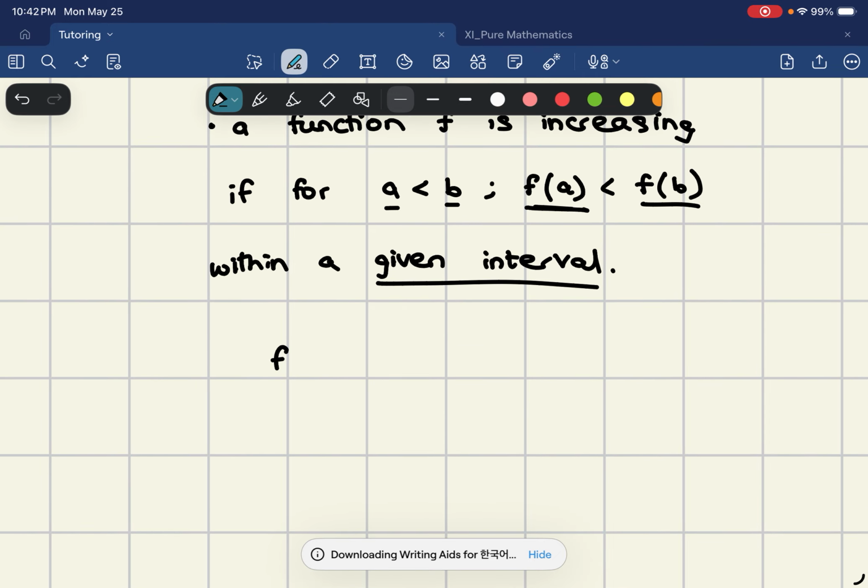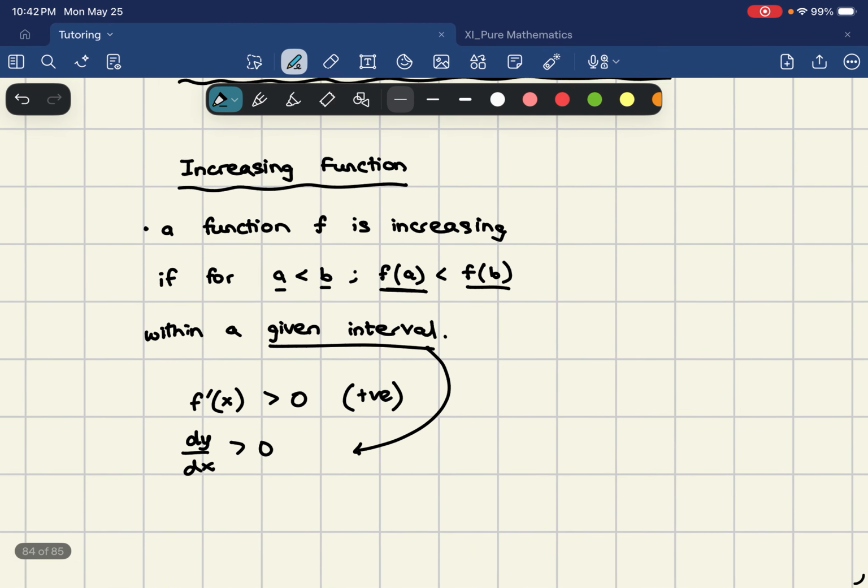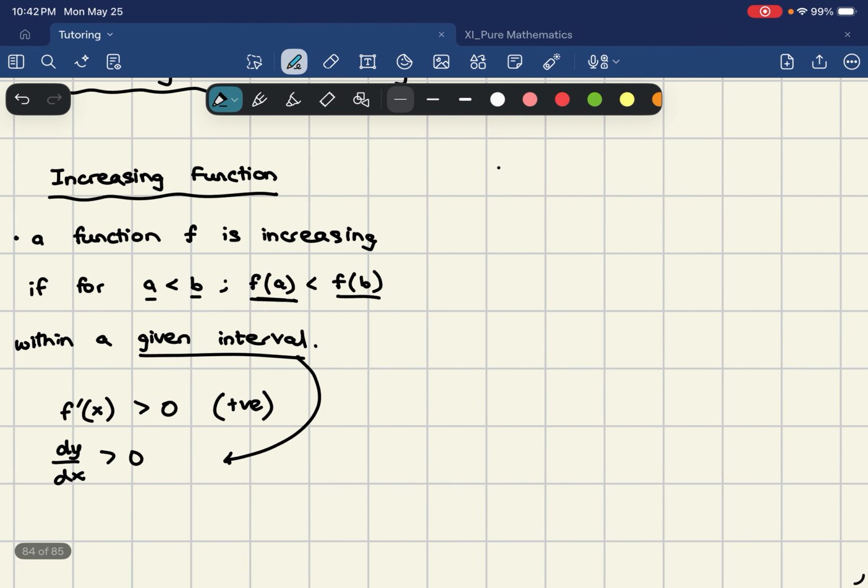And the idea is that for this interval, f dash of x is going to be positive. So for a function to be increasing, the derivative of that function is going to be positive, but it's going to be positive within that interval. That is the idea. So let's look at a decreasing function, and it's exactly the opposite.